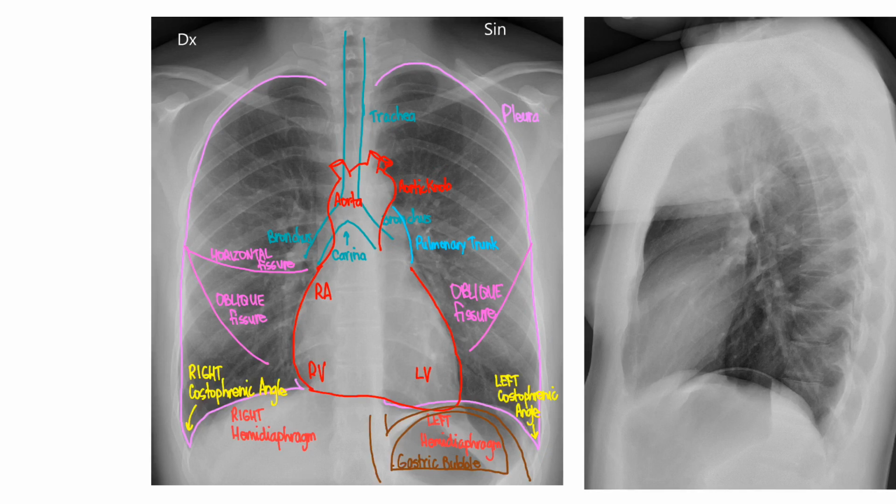And then we also have the horizontal fissure and the oblique fissure that separate the right lung into its upper, middle, and lower lobes, as well as the oblique fissure in the left lung that separates the left lung into its upper and lower lobes.